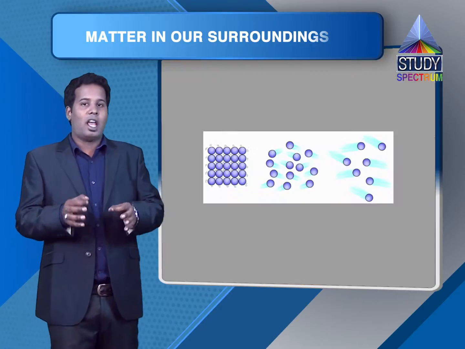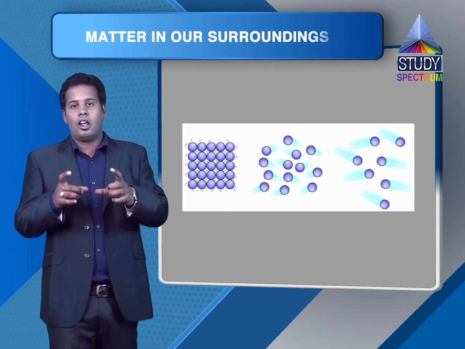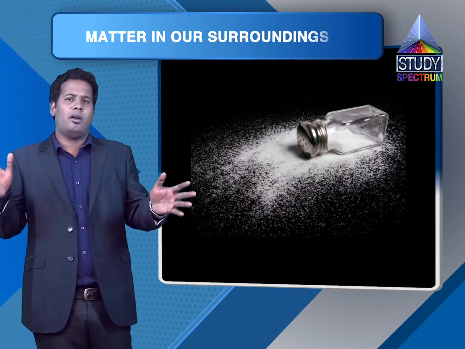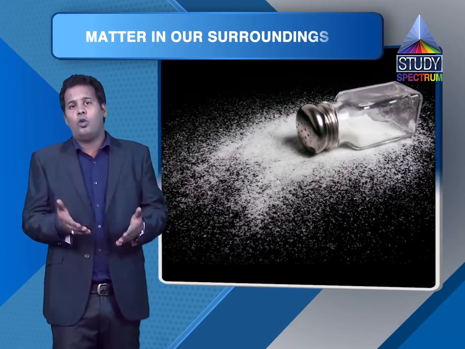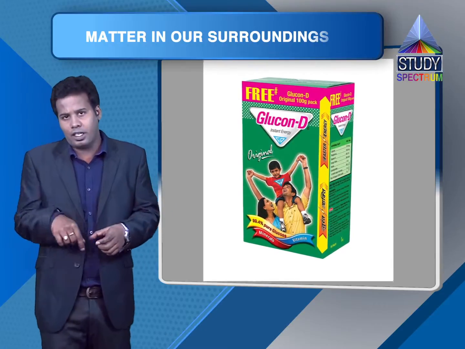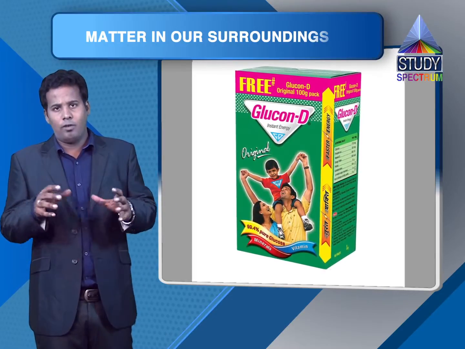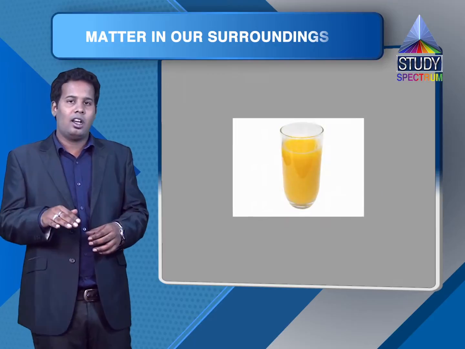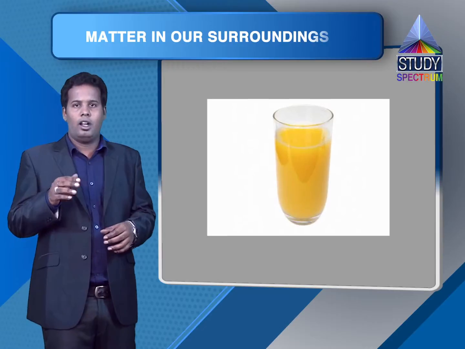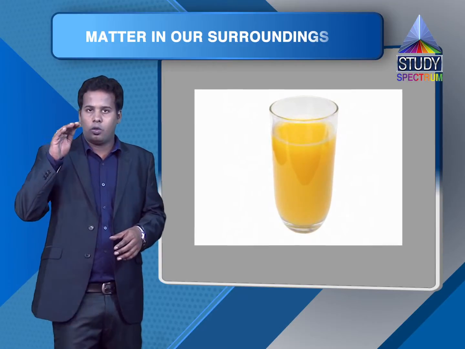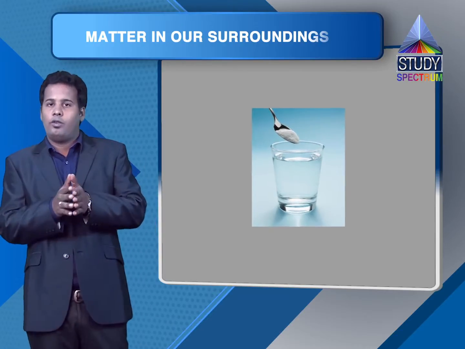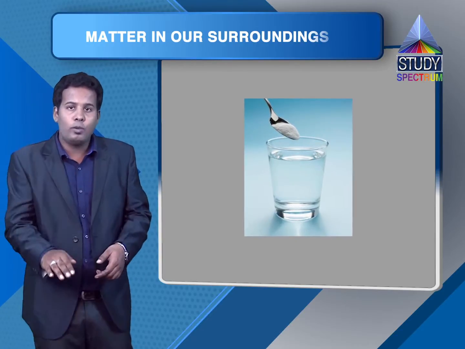Now, these examples illustrate that there are lots of spaces between particles of matter. You take any example, say salt. If you take, say, Glucon-D, you might have seen the original color of Glucon-D is white, but when you mix it into a volume of water, then what happens? The color changes, and it is not like it is orange at the top, white in the middle, or colorless at the bottom. It is the same color throughout. Doesn't matter whether orange or white or grey, whatever the color is, it will be uniform throughout the volume.